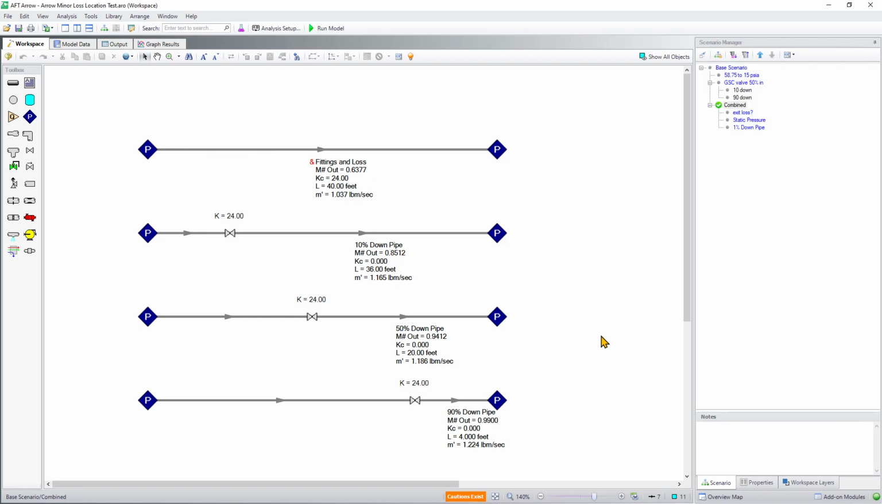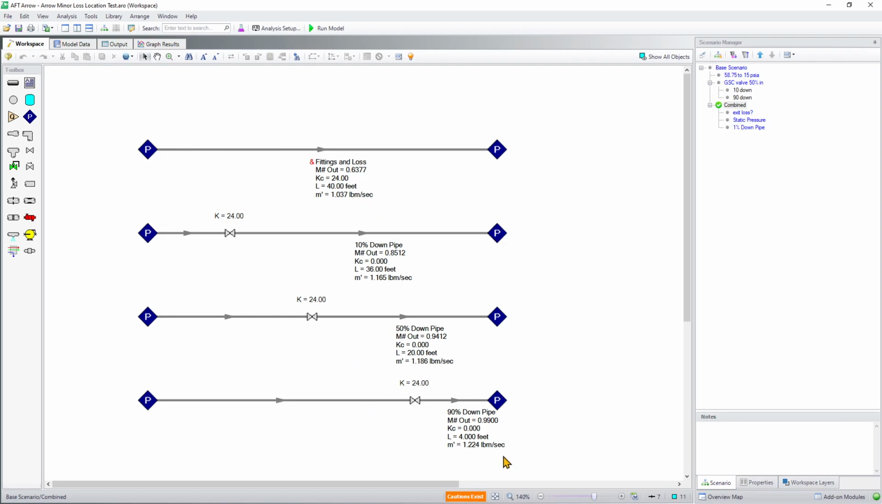So how much does this change your results? You have to be the judge of that, but what I'm trying to point out is where you place these junctions may have a significant impact on your results. Looking here at our fittings and losses, it is significantly under predicting whatever Mach number that the other three are showing, and it is under predicting the mass flow rate that these other three are showing.